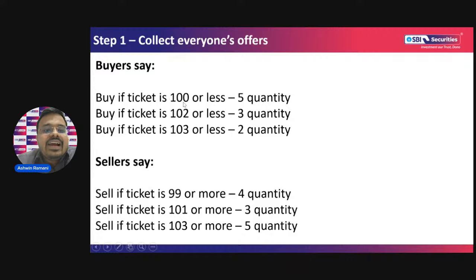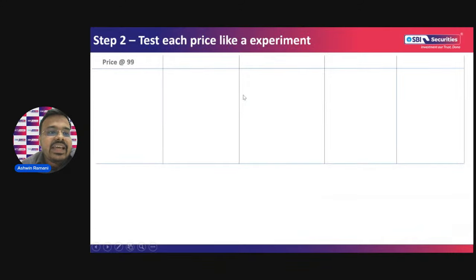Guys, can I say 100 or less, so 5 quantities, right? Can I say 100 or less? So that means 99 is covered. 102 and less. So buyers would want to buy at 99 also, right? Not necessarily that it is 102, but if they are getting it at 99, they will also buy it, right? 103 or less. Can I say at 99 the total buying quantities will be 10 tickets?